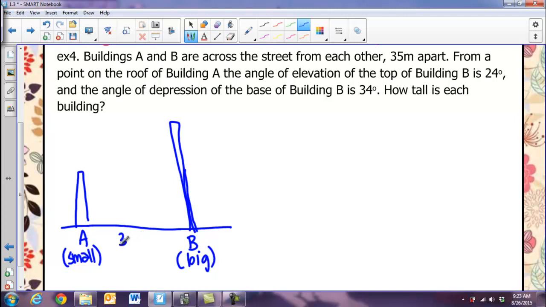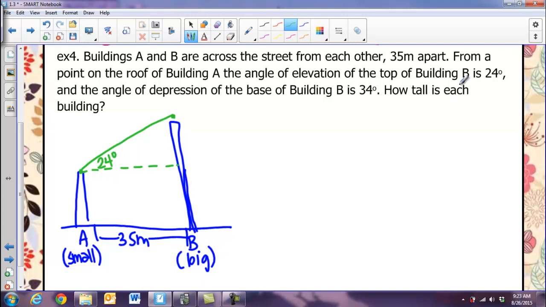Okay, and then I know that they are 35 meters apart. Then I know that if I take a point on the roof of building A, the angle of elevation to the top of building B, well, you know, it's up here. And remember, this is going to have some sort of horizontal line. That angle of elevation is 24 degrees.